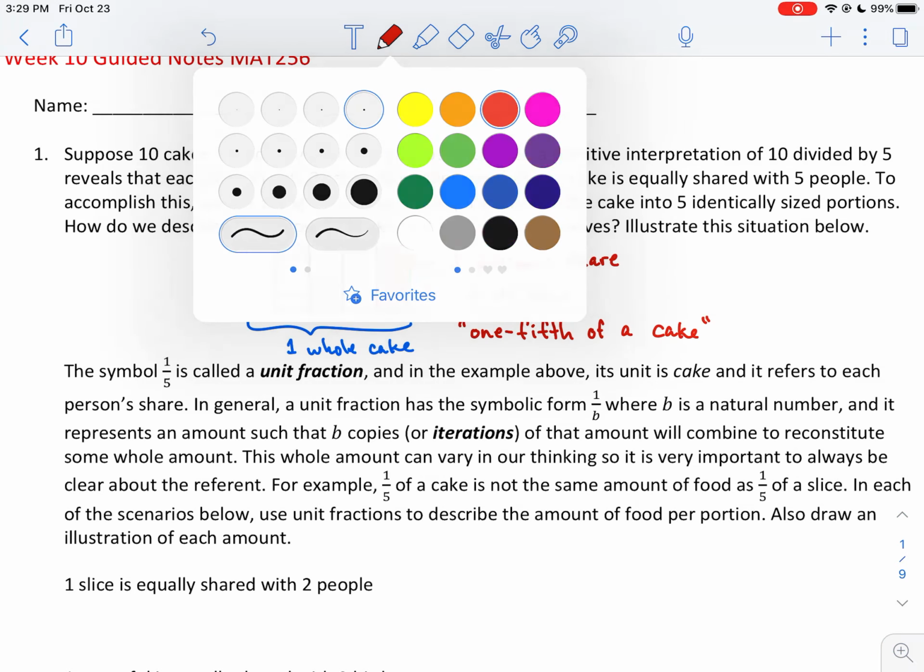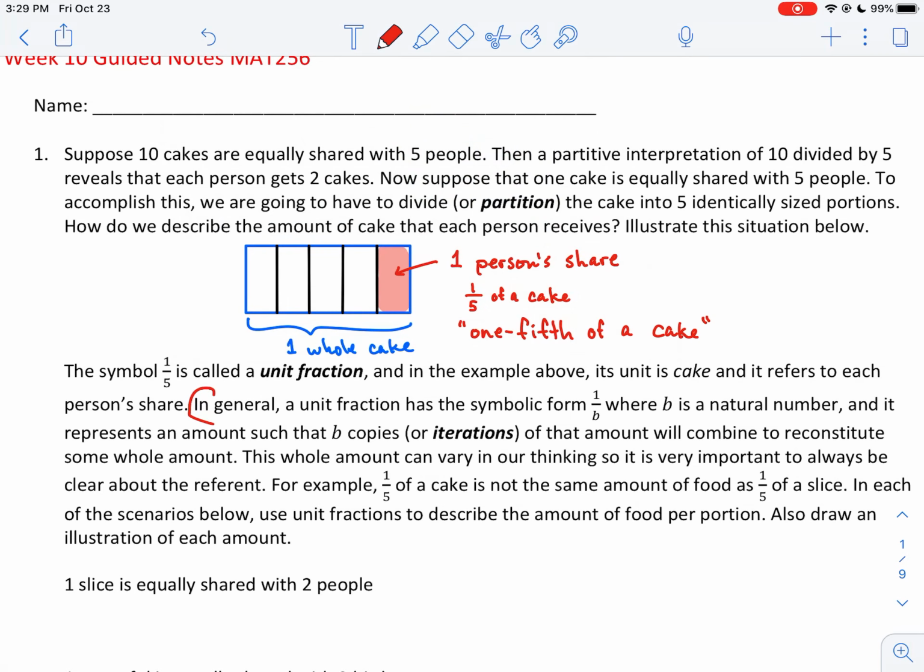Back to the paragraph here. In general, a unit fraction has the symbolic form 1 over b, with a line between them. We say 1 over b, where b is a natural number, and it represents an amount such that b copies, or we can now start using the word iterations, iterations and copies will be synonymous for us, such that b iterations of that amount will combine to reconstitute some whole amount. So b copies of 1 over b of something will reconstitute the entire something.